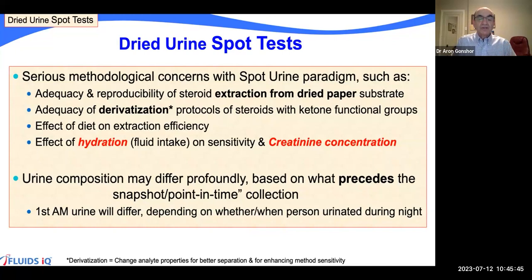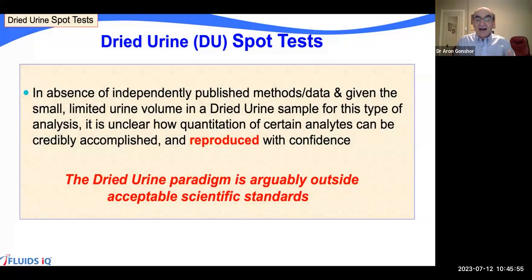So those urine compositions may differ profoundly based on what precedes them in any kind of a snapshot or point in time collection. So I have to say that in absence of independently published methods and data, and given the small, really limited urine volume in a dried urine sample for this type of analysis, it is unclear how quantitation of certain analytes, we're talking here about the steroid hormones, can be credibly accomplished and reproduced.